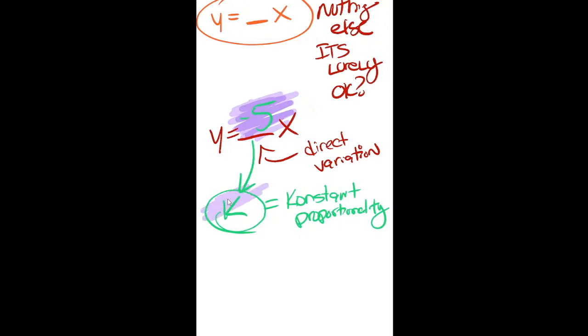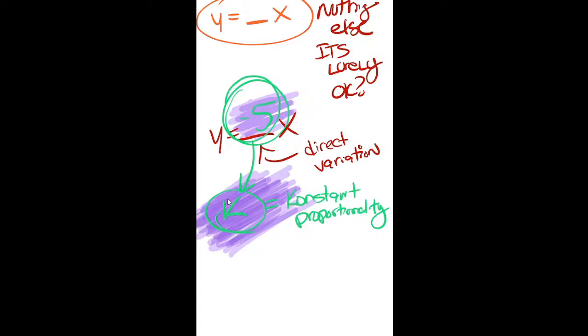It's very important. It will show up on your ACT. It will show up on stuff, and it is free points, because when you see k, all they're really talking about is what number is in front of the x. And when you see k, you should automatically think to yourself, there's some number in front of x, and that number in front of x has nothing else next to it because it's lonely. Okay?